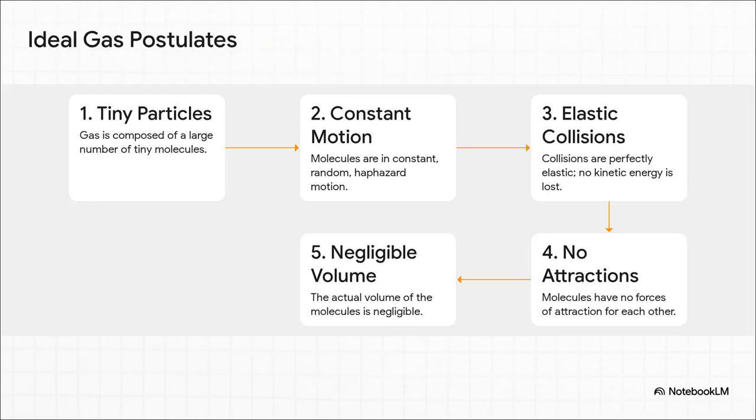Now, to make the math for this model work perfectly, scientists came up with the idea of an ideal gas. And an ideal gas follows these 5 rules. Its particles are tiny, they're always moving, and when they collide, it's a perfect bounce. No energy is ever lost. But crucially, the model assumes 2 big things. The particles themselves take up 0 space, and they have absolutely no attraction to each other. Keep those last 2 in mind, because they're going to be really important later on.